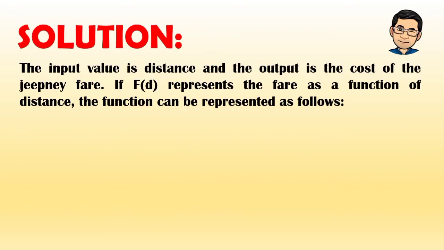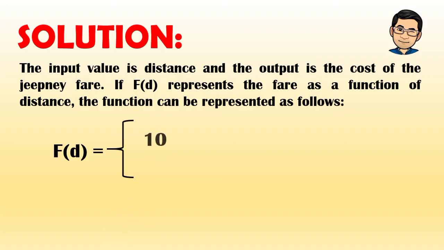So, let's have the solution. The input value is distance and the output is the cost of the jeepney fare. So, bakit naging input value natin yung distance at output yung cost? Nakadepende po kasi yung total na babayaran natin na pamasahe dun sa distance, total distance na na-cover natin. So, if f of d represents the fare as a function of the distance, the function can be represented as follows. Sulat natin f of d, f stands for fare, and then yung d, the distance traveled. And then, yung bracket.